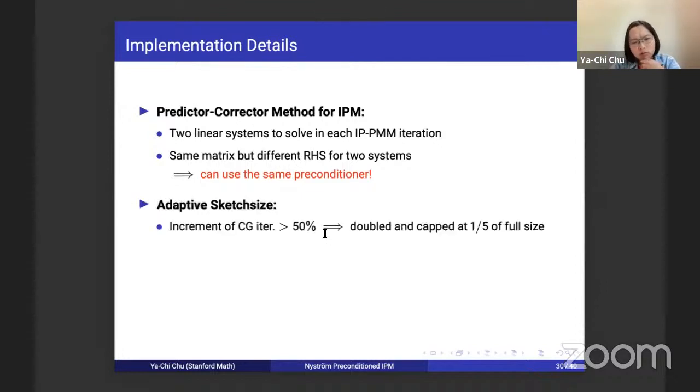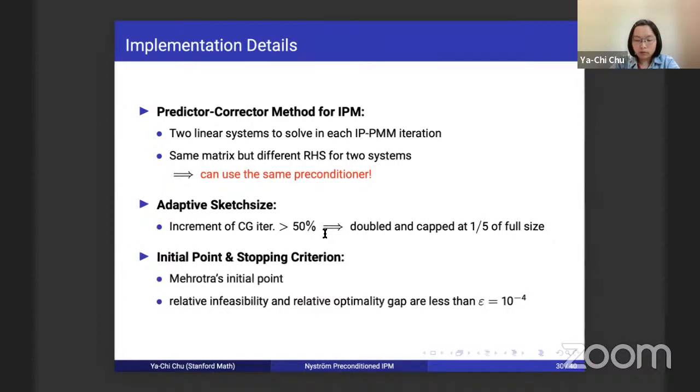And then we also design some intuitive adaptive sketch size strategy, which I don't want to go into details about here. And then the initial point is the standard Mehrotra initial point. And we stop our algorithm when the relative infeasibility and relative optimality gap get to 10 to the minus 4.